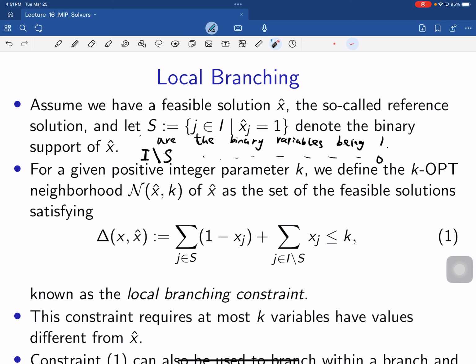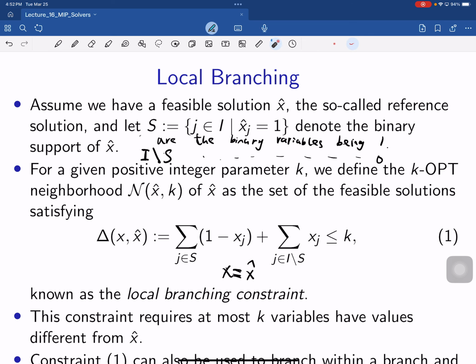Okay, so what it gives you is all the solutions that are different from the original solution in less than or equal to k binary variables. Okay, so if you write this as, let's first plug into the original solution, right? So if I plug in x equals x hat, what will be the value of this left-hand side?